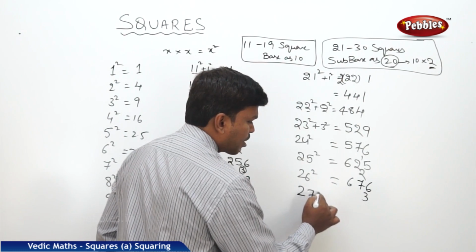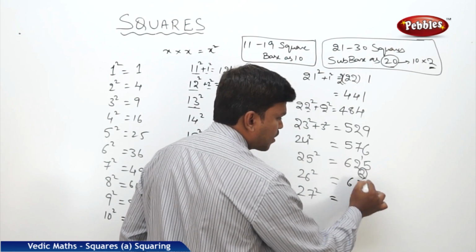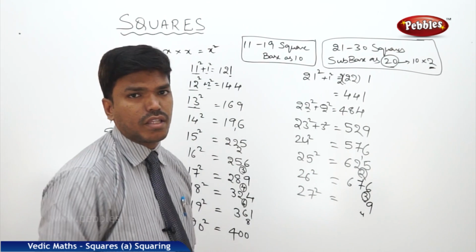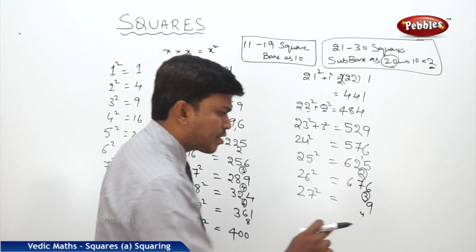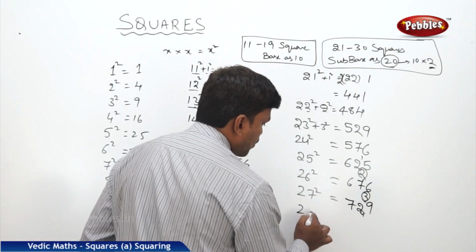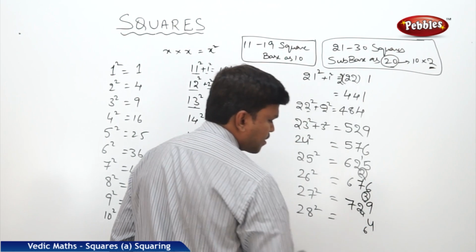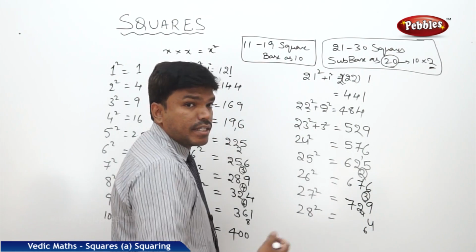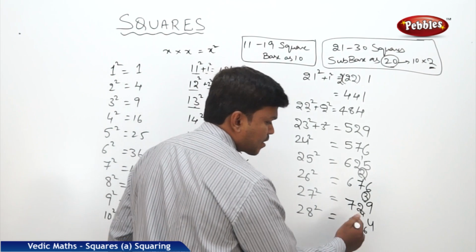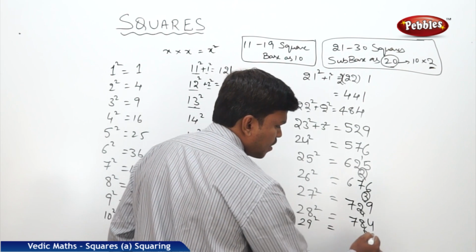Similarly, 27 square, 7 square, 49. So these are all carry. You should not forget to add the carry. So 49, drop 9, carry 4. 27 plus 7, 34. Make it a double. 68. 68 plus 4, 72. Similarly, 28 square. 8 square, 64. So drop 4, carry 6. 28 plus 8, 36. 36 double is 72. 72 plus 6, 78.